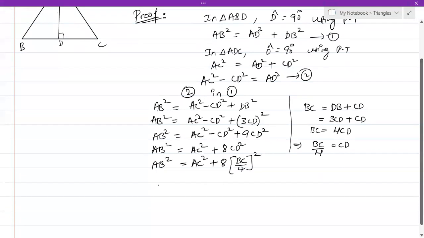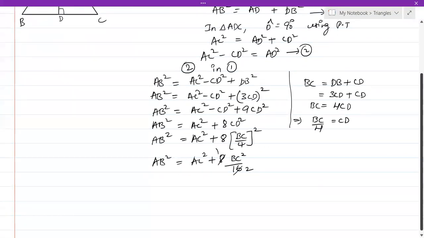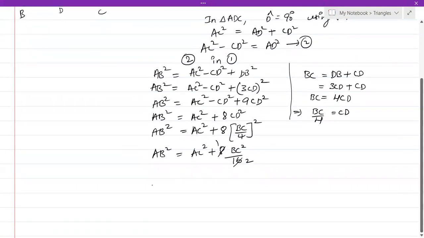Okay. So what do we get? We get AB square is equal to AC square plus 8 as it is. BC the whole square is BC square. 4 square is 16. So you can cancel it. 8 ones are 8, 8 twos are 16. So what we are left with is AB square is equal to AC square plus BC square divided by 2.